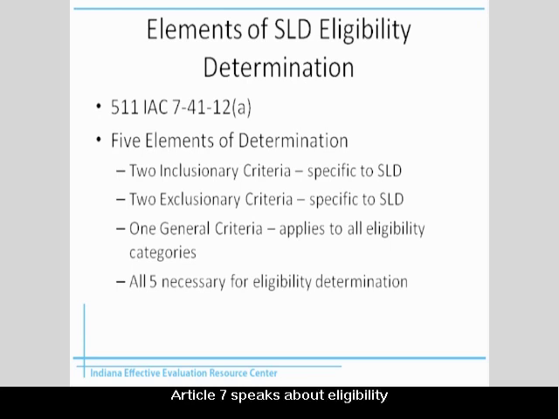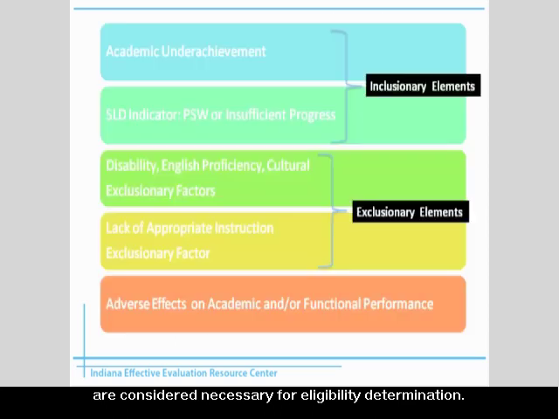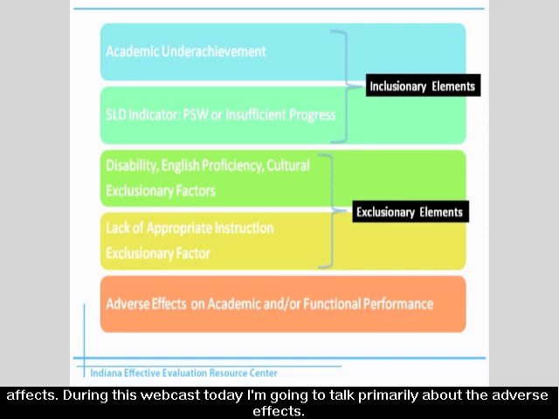Article 7 speaks about eligibility criteria for SLD, and it outlines 2 inclusionary criteria, 2 exclusionary criteria, and then 1 general eligibility criteria that applies to all eligibility categories. All 5 of those then are considered necessary for eligibility determination. Just another look at those 5 eligibility criteria outlines the 2 inclusionary elements, the 2 exclusionary, and then the 5th criteria related to adverse effects.